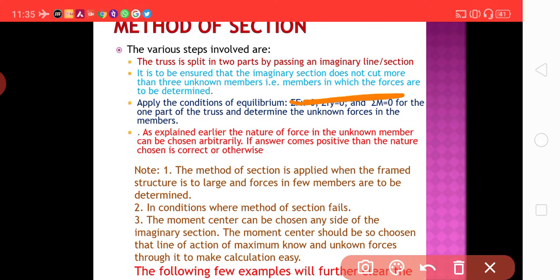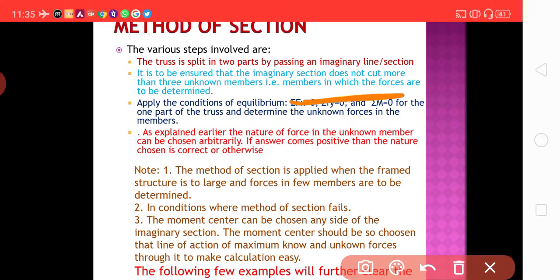If the imaginary section is cutting more than 3 unknown members, then it will not be possible to solve the equations for 4 unknowns. So, we have to ensure that the section does not cut more than 3 unknown members. This you must understand, again and again I am repeating this. Now, as I explained earlier, the nature of force in the unknown member can be chosen arbitrarily, tensile or compressive. If the answer comes positive, then the nature chosen is correct, otherwise it is wrong.